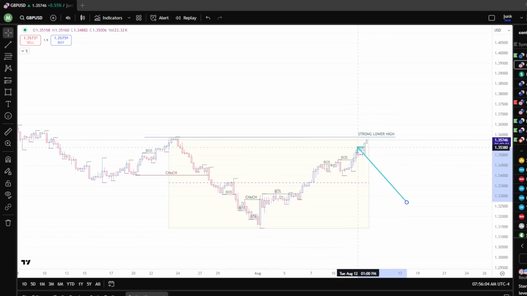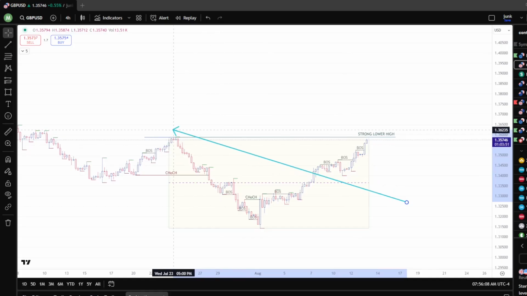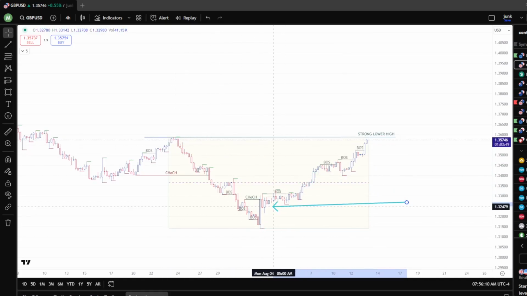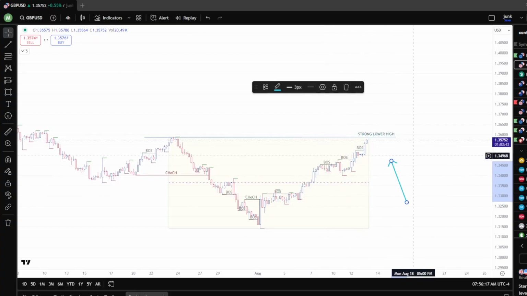But right now, there's no type of pullback. I'm only looking for sales until that happens because of the 4-hour swing structure. But it will be confirmed that this was the area of support, which buyers will hold, if it does go ahead and break out past the strong lower high.